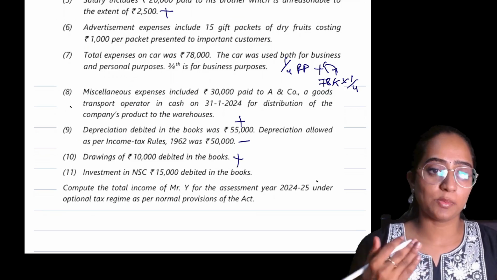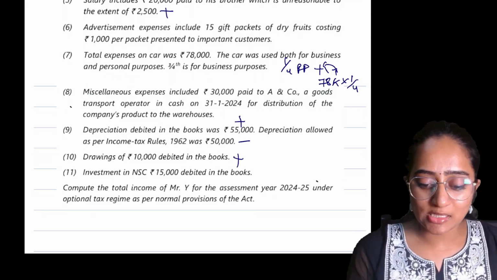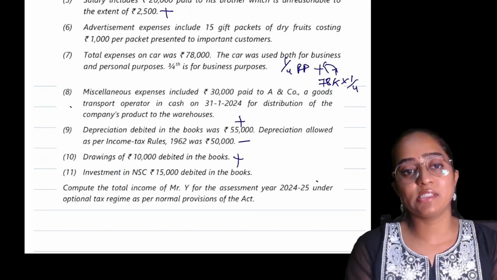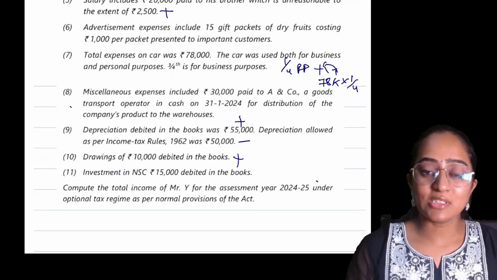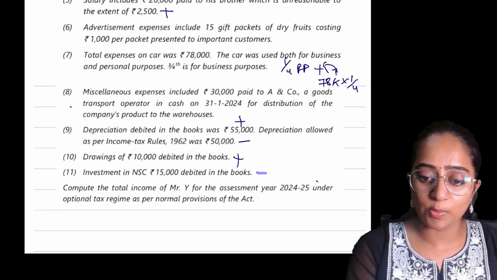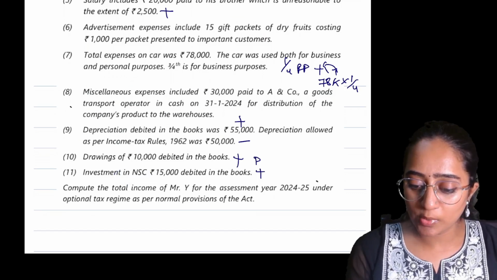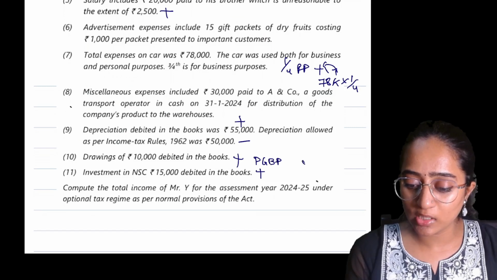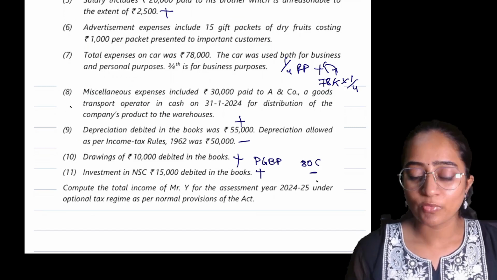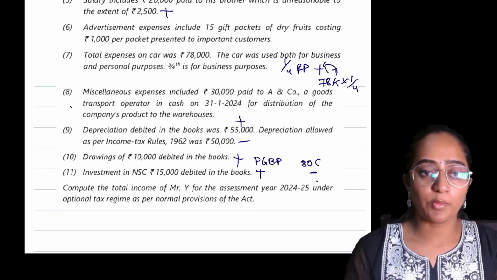You're going to add this in PGBP. Investments in the National Savings Certificate, 15,000 debited in the books, is going to be disallowed under PGBP, but it is going to be allowed as a deduction under section 80C. Add that in your PGBP, minus that from your ATC.